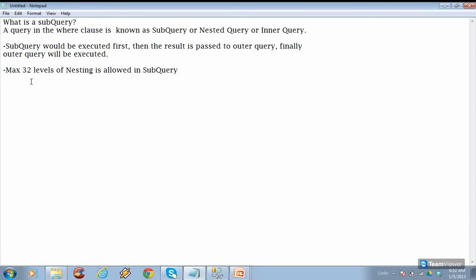Max 32 levels of nesting is allowed in a subquery. Clear? Now, is it clear what a subquery or an inner query is? A query in the where clause is known as a subquery, nested query or inner query. The subquery would be executed first, then the result is passed to the outer query. Finally, the outer query will be executed. Then max 32 levels of nesting is allowed in the subquery. Is this clear?